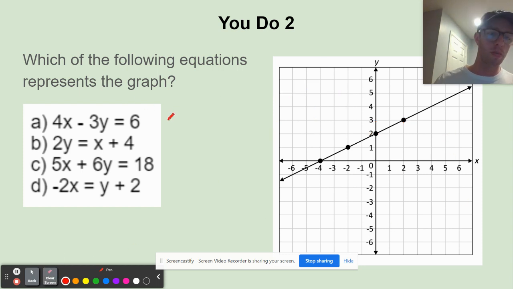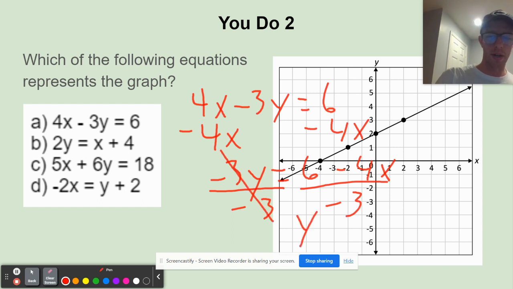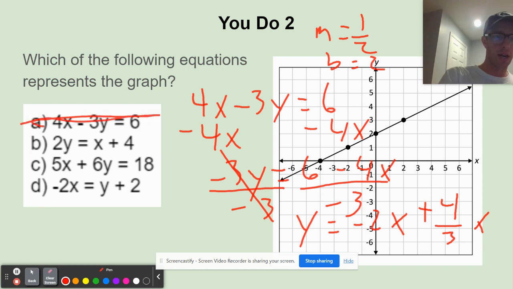All right, a slope of 1/2 and a y-intercept of 2. So let's go through these. 4x minus 3y equals 6. Subtract 4x from both sides. Negative 3y equals 6 minus 4x. Divide each side by negative 3. These cancel. I get y equals negative 2x plus 4 over 3x. Remember, our slope is 1/2, and our b is 2. So that's definitely not a match. It's not A.